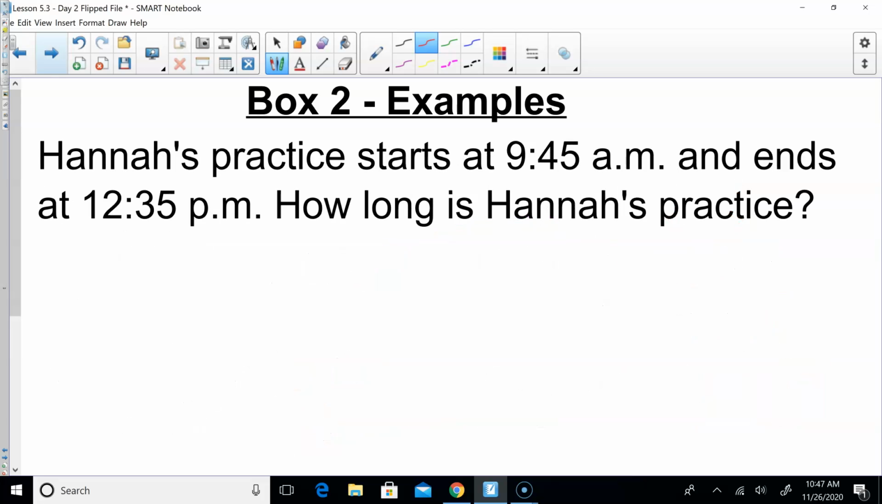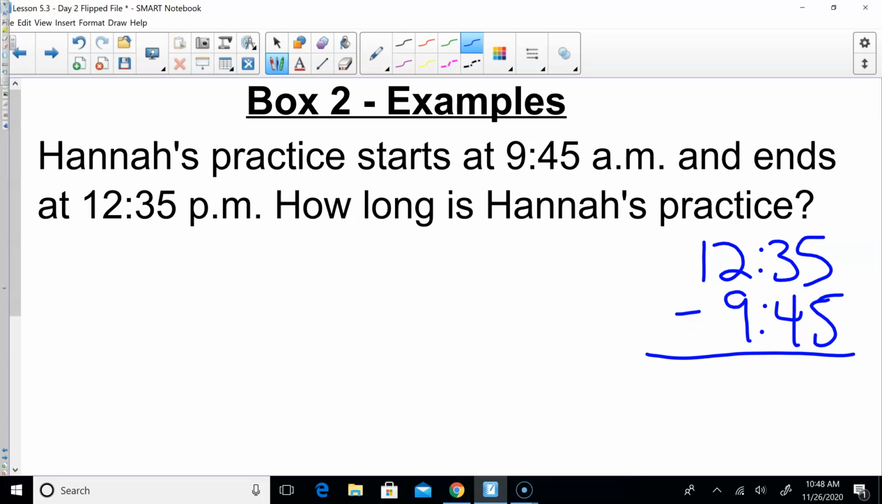Here's another problem as well. Hannah's practice starts at 9:45 a.m. and ends at 12:35 p.m. How long is Hannah's practice? So this would be one where we're trying to set this up as a subtraction problem like I did last time. Well, I have 12:35 minus 9:45.